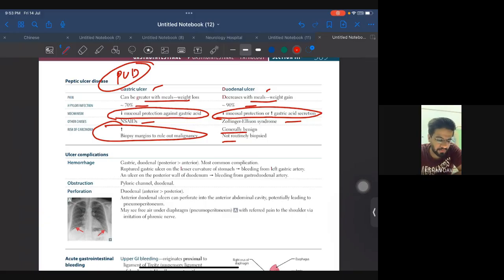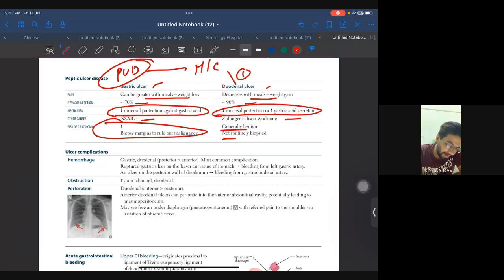So if they ask you, peptic ulcer is most commonly seen in the duodenum. Okay, first point. Second point, they will give you whether it is increasing with meals or decreasing with meals, and that's how you will identify gastric or duodenal. This is what you need to remember over here.